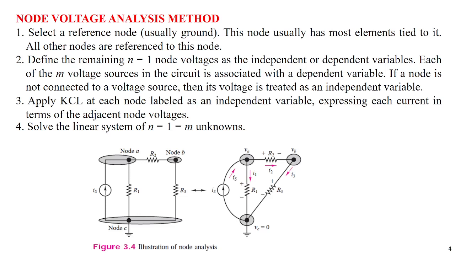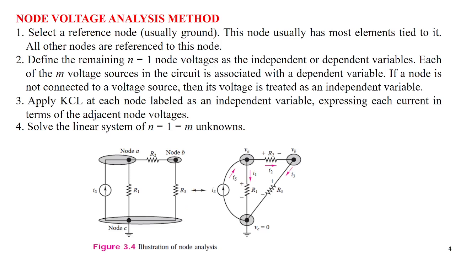First, we select one reference node. For example, in this circuit, we select node C as the reference. Usually it's the ground, and this node is taken at 0 voltage. Then the voltages of the other nodes will be with respect to this voltage, right? Here, like this.